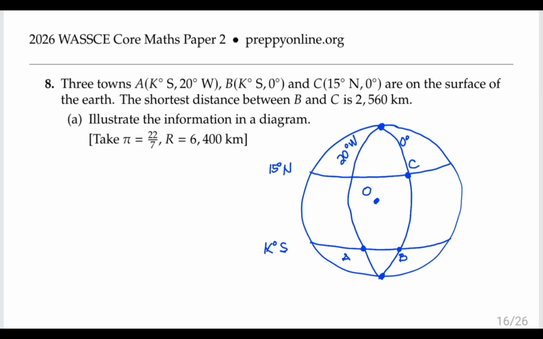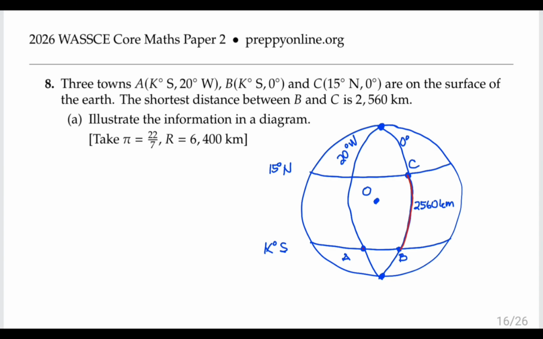So we have C, we have B, we have A, and we are told that the shortest distance, which is the distance along the surface of the Earth between B and C, is 2,560 km. So this distance, let me use a different color, this distance is 2,560. All right, so this qualifies as an illustration of the information given.